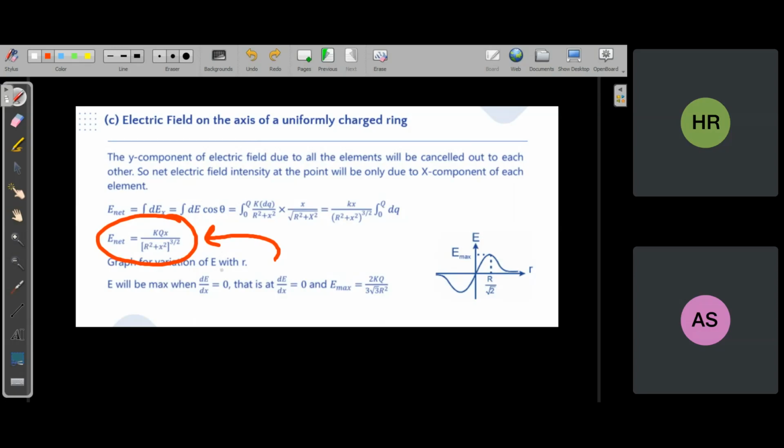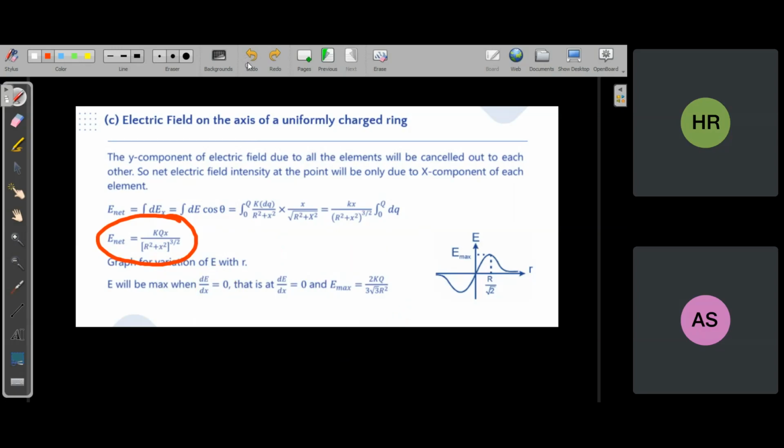So now you can apply the concept of maxima. You can find the point where it will be maximum and then substitute and you will get the maximum value. Actually, if you differentiate and equate to 0, you will get that this will become maximum when x is equal to r by root 2. So at a distance r by root 2 from the center of the ring, the electric field has maximum value. And then you will substitute r by root 2 in place of x and you will get the maximum electric field.